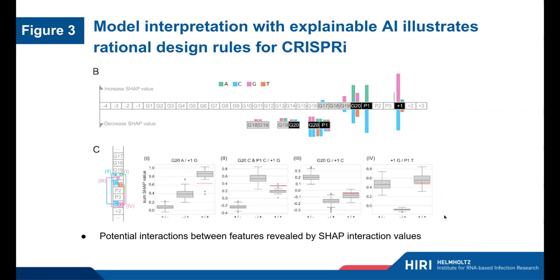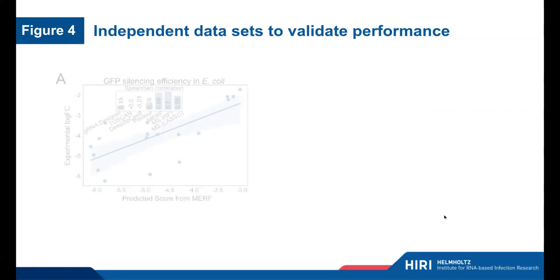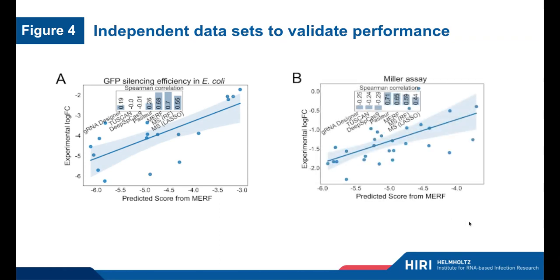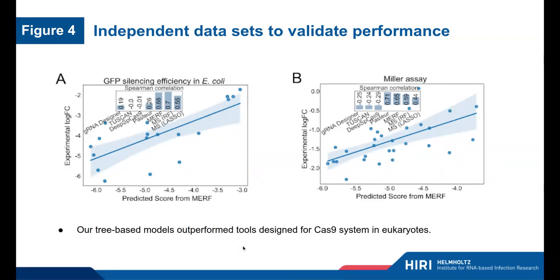Next, we validated the model by silencing GFP in a plasmid using a flow cytometry-based assay and reanalyzed the data from a Miller assay previously used to validate the PoSTER model. Both tree-based models outperform tools designed for the Cas9 system in eukaryotes, but the Spearman correlation might be biased because of the small sample size.